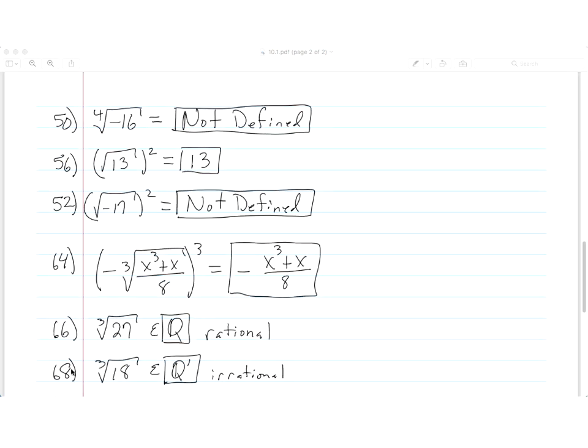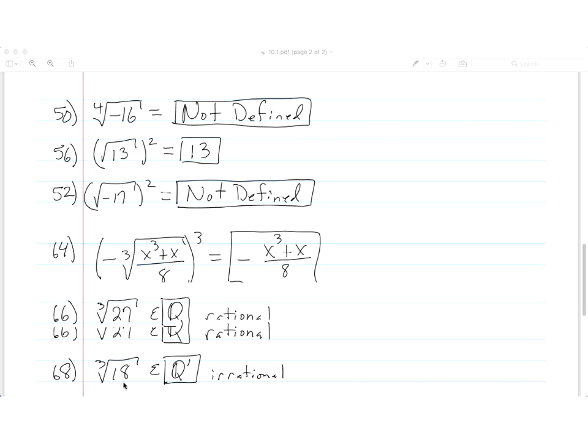Let me do problem number 68. The cube root of 18. Well, the cube root of 18 is irrational because it's not a perfect cube. Let's look at the positive, natural number perfect cubes. It would be 1, 8, 27, and so 18 is not one of them. Therefore, the cube root of 18 is irrational.